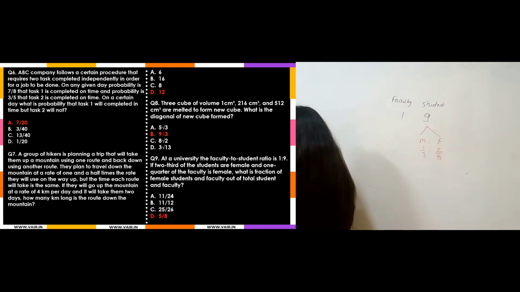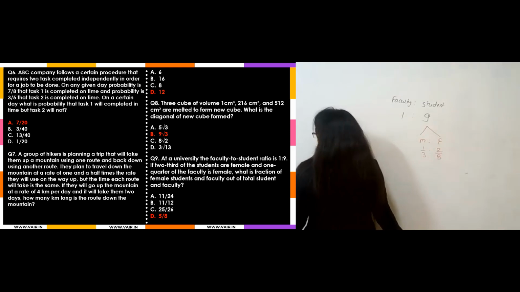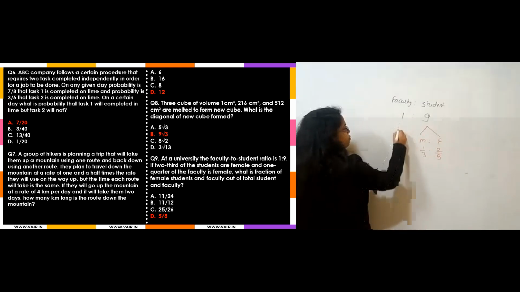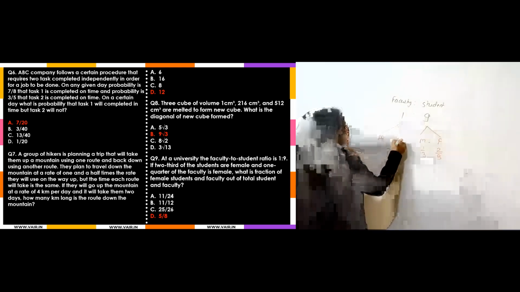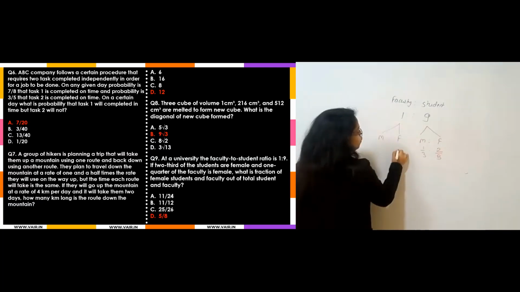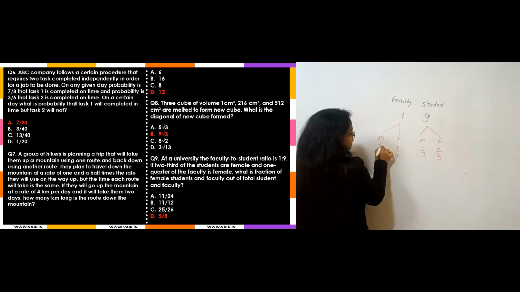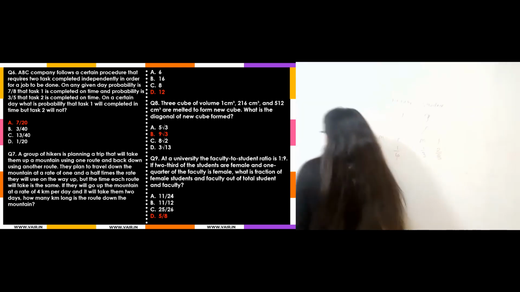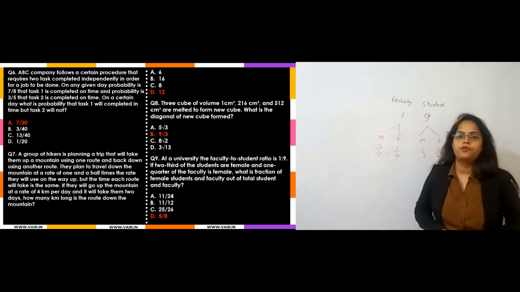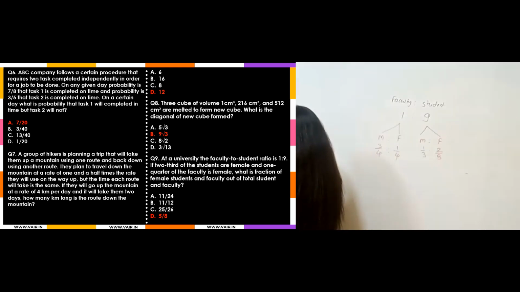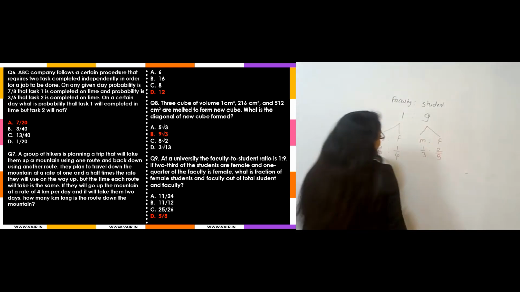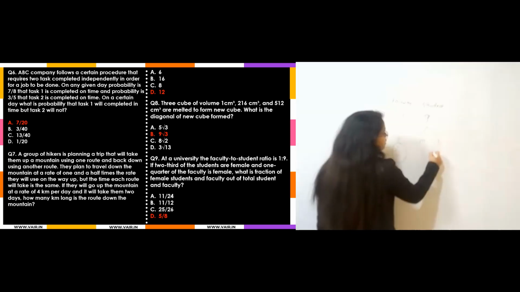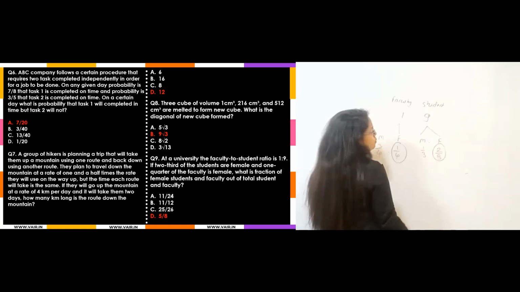And 1/4 of the faculty is female. In the faculty there are male and female, where females are 1/4. So male was 3/4. Then they are saying, what is the fraction of female students and faculty out of the total students and faculty? So how many females are there? 1/4 plus this 9.